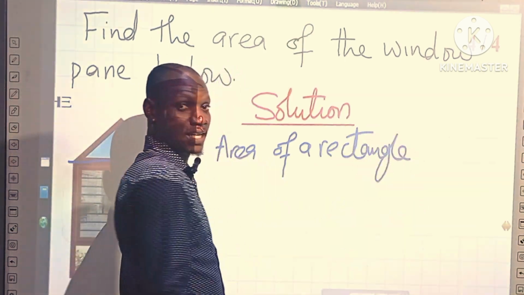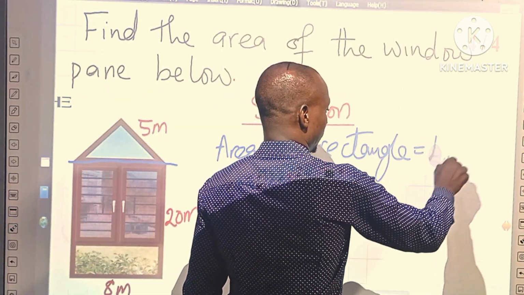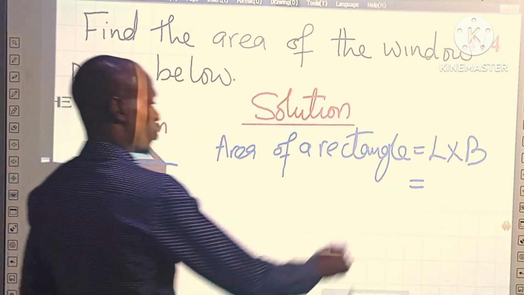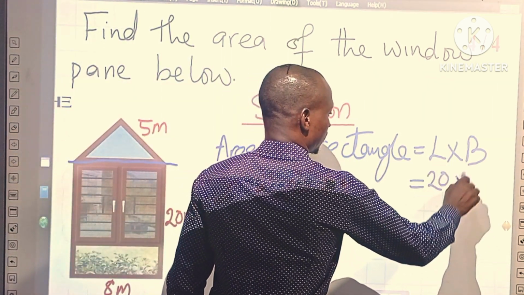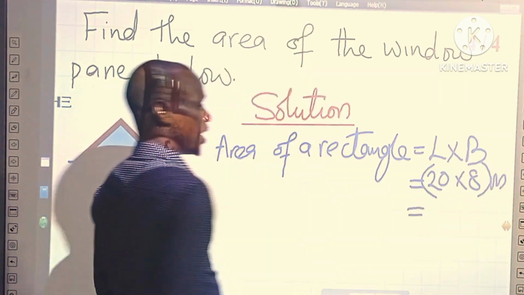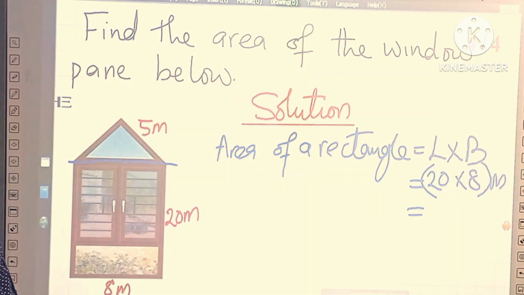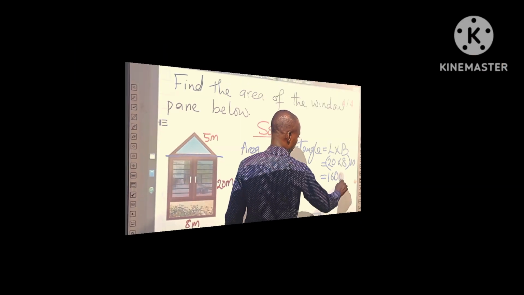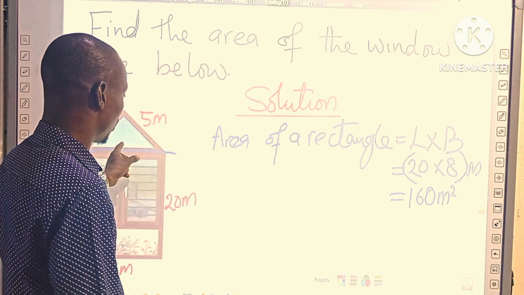is simple. It is simply length times breadth, which is the same thing as 20 times 8. Both of them are in meters. And the area of the rectangle is simply 160 meters squared. Also going to look for the area of a triangle.